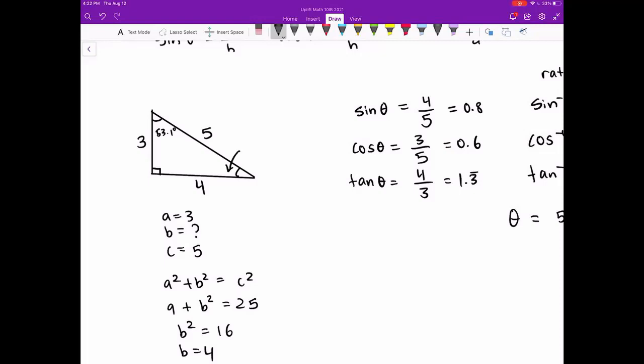So for the angle right here, 53.1 degrees plus 90 degrees plus whatever that angle is equals 180 degrees. So we know that this angle should be 36.9, I believe. Is that true? Yes, you got it correct. Okay, nice. And obviously this is 90 degrees.